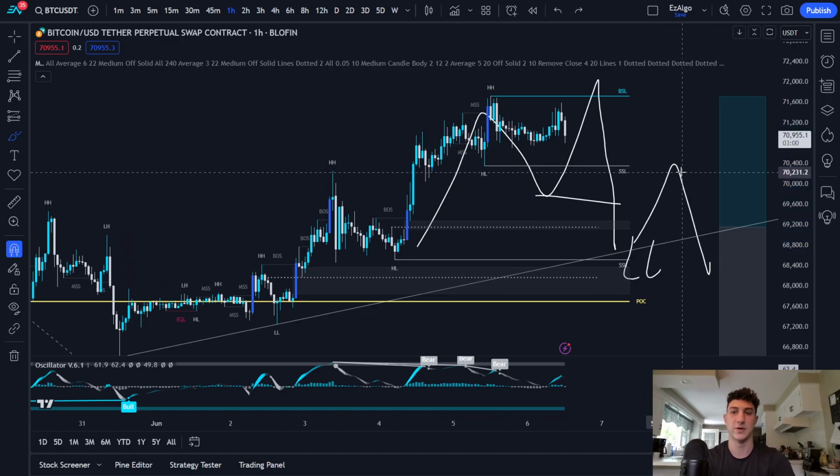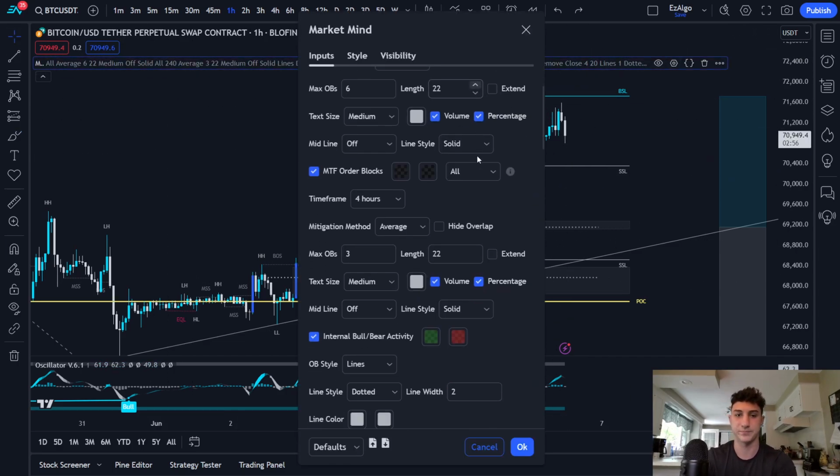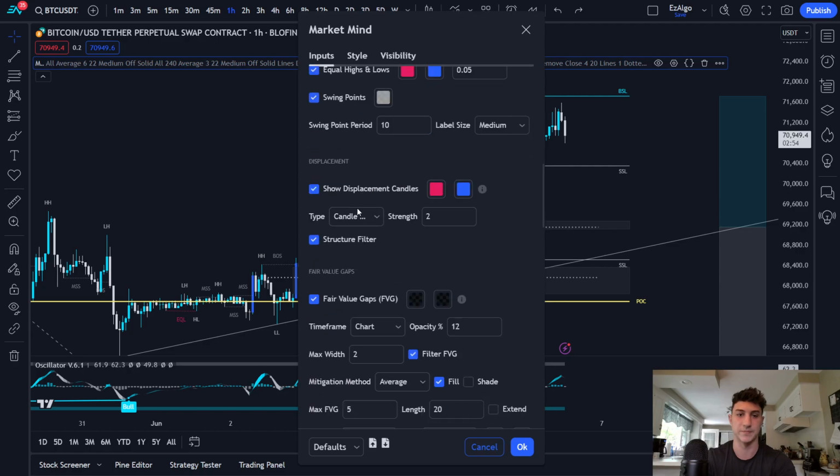All right, so most of you, again, are familiar with swing points. I'm not going to get into that too much in this video. But there you have it, right? Market structure. All right, below that, we have the displacement candles, right?